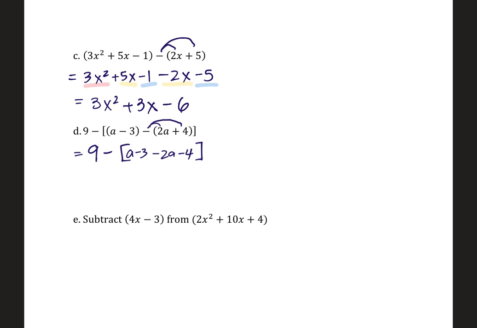I'll combine like terms within that. We have an a and a negative 2a. We have a negative 3 and a negative 4. Again, I'm just copying whatever's on the outside. A plus negative 2a is negative a. Negative 3 plus negative 4 is negative 7.